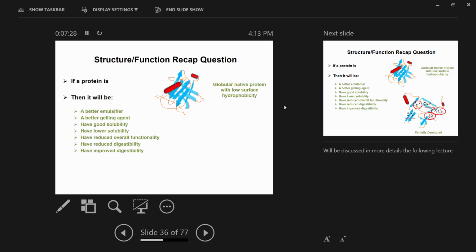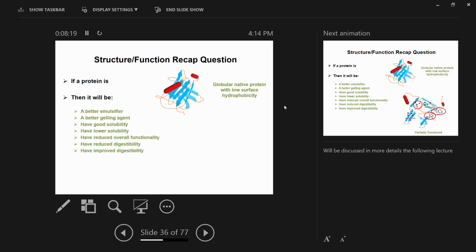Okay, so a recap question that relates structure to function. We talked about the importance of structure, some ways to analyze structures, and about functionality. Let's recap a little bit and relate structure to function. So if you have a globular protein, this is native, and it has low surface hydrophobicity. That means it's mostly hydrophilic on the surface. Which of these would be correct? Good solubility. I wouldn't pick anything else at this moment.